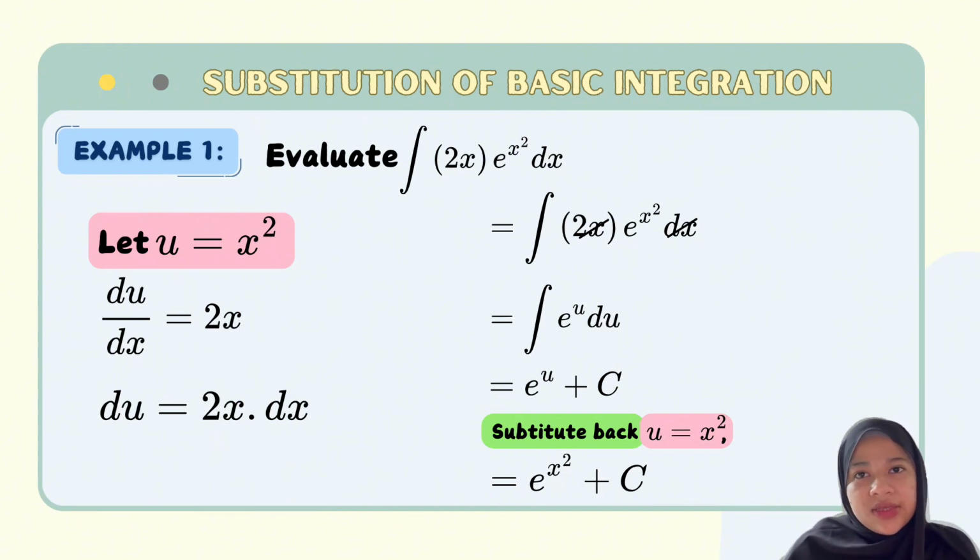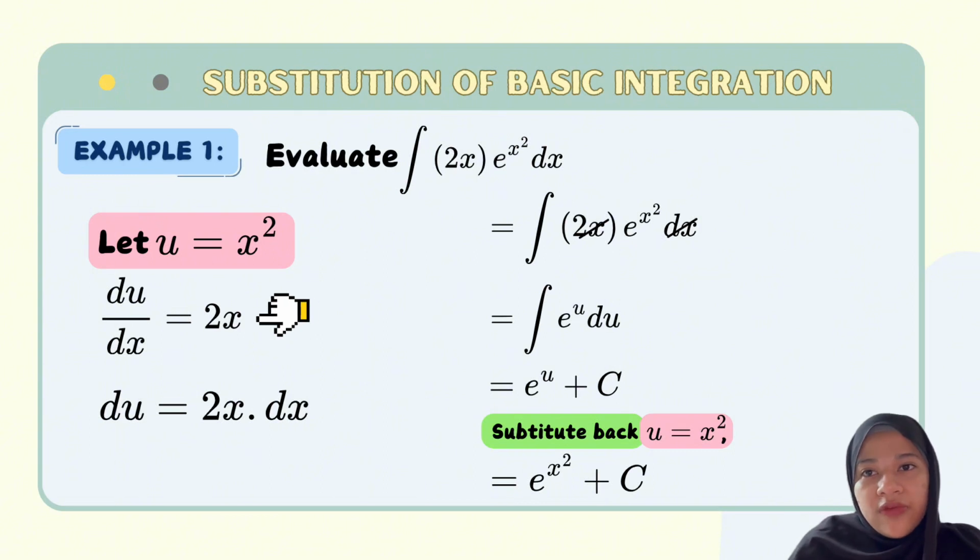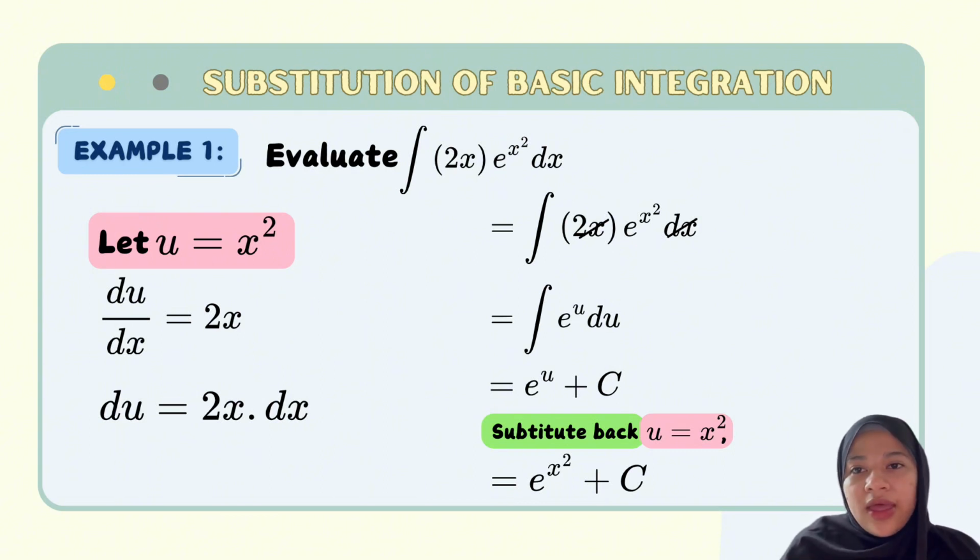So this is the first example. We have here: evaluate the integral of 2x e to the power of x squared dx. Go back to the first step of u-substitution. Firstly, we need to let u. In this question, we let u equal x squared. Then we differentiate u, du over dx, we get 2x. And from the equation, we get du equal to 2x multiplied by dx.